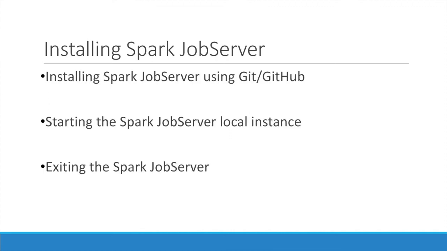Now that we have all the prerequisite tools installed, we can download and install the Spark JobServer. In this part of the tutorial, we will cover installing Spark JobServer using Git to access the GitHub repository. After the installation, we will learn how to start the Spark JobServer local instance on your machine. And finally, how to exit a running Spark JobServer instance.